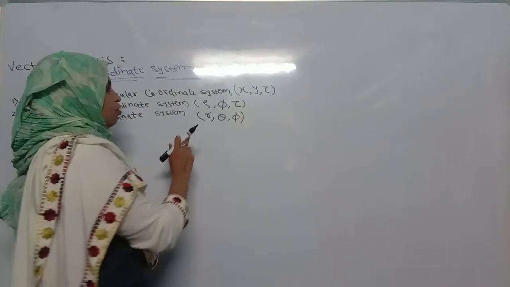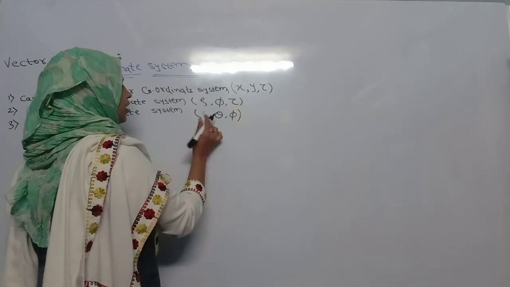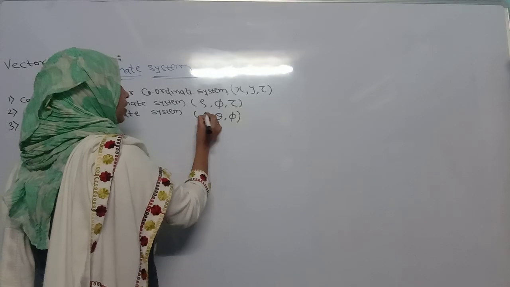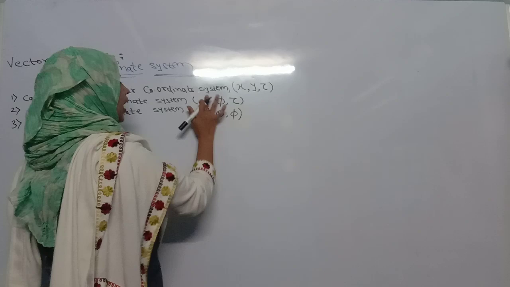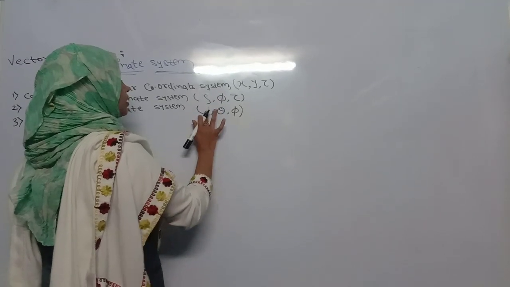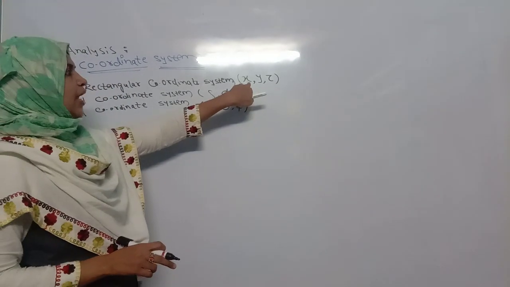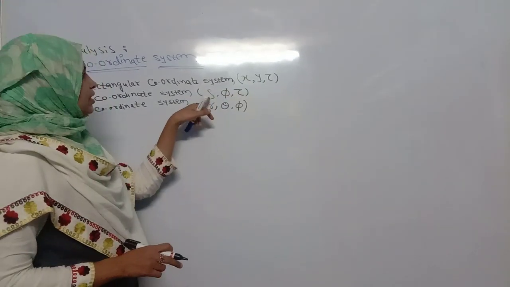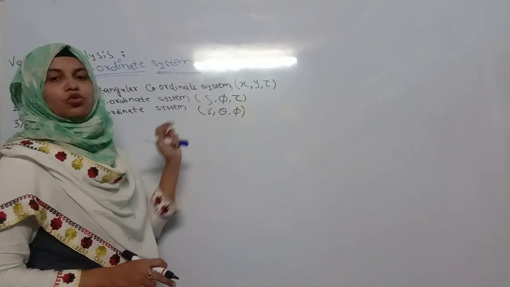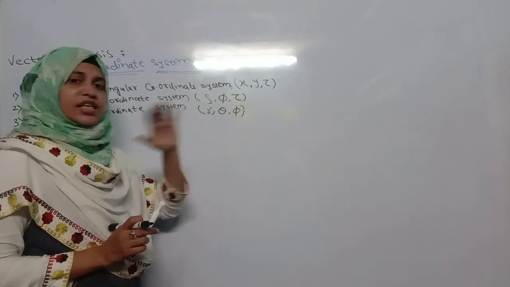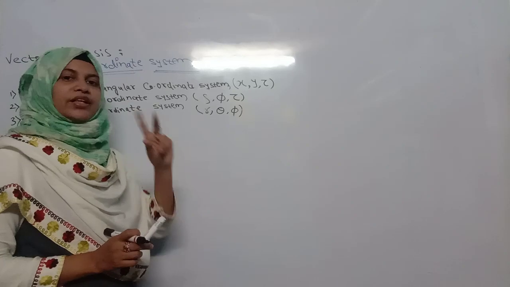In many textbooks this is also written as rho, theta, phi, and in many textbooks they write r instead. R indicates the radius. If you observe once again, x, y, z are the points, whereas in the second case there is one radius, one angle and one point, and in the third case one radius and two angles. So easily we can identify. In the first case, there is no angle, no radius. In the second case, one angle, one radius. In the third case, one radius, two angles.